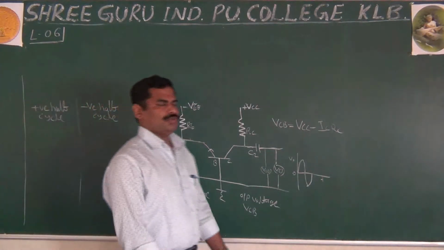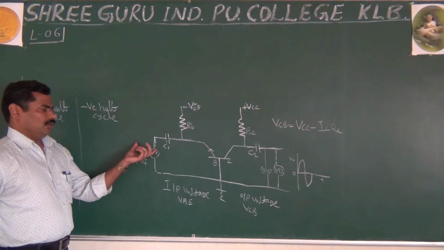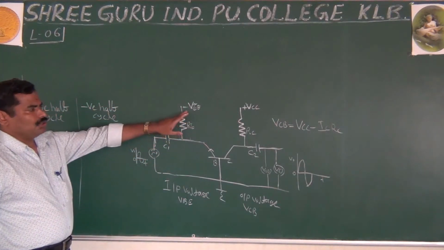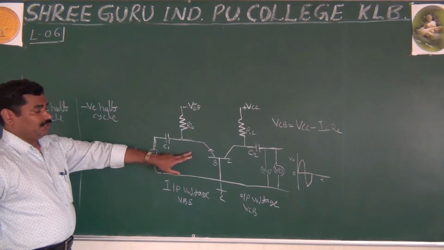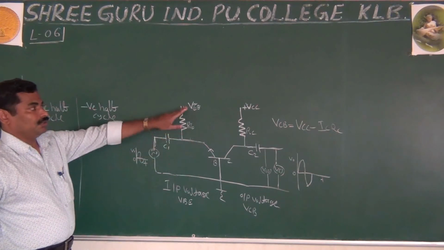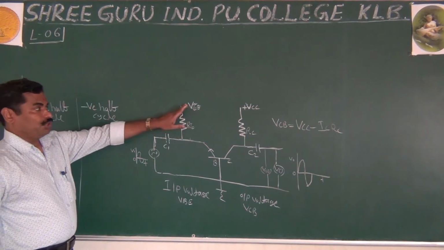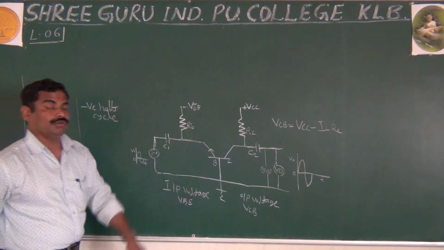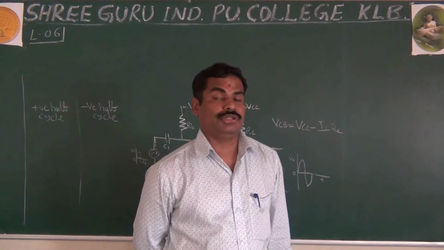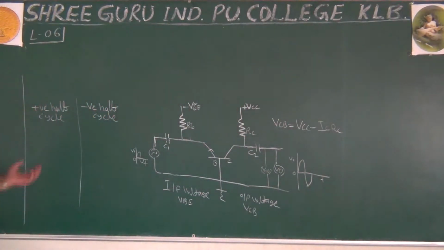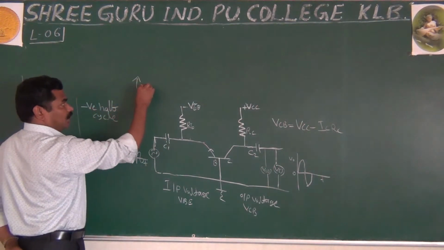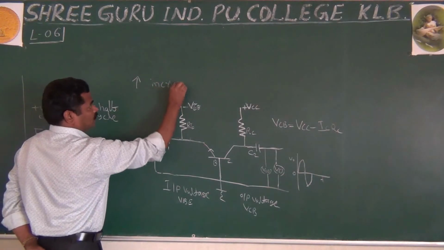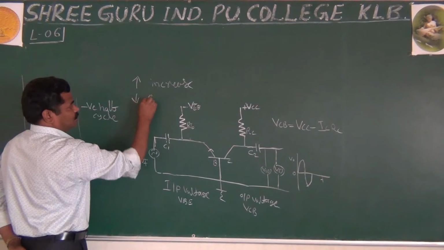Because in the positive half cycle you are applying the input as a positive half cycle, and already, to make the emitter-base section forward biased, you are applying the negative VEE. It means because of the negative VEE, the emitter-base voltage is negative. If you are applying the positive half cycle, actually what happens? The positive half cycle will decrease the forward bias. The arrow upwards indicates increase, and the arrow in the downward direction indicates decrease.